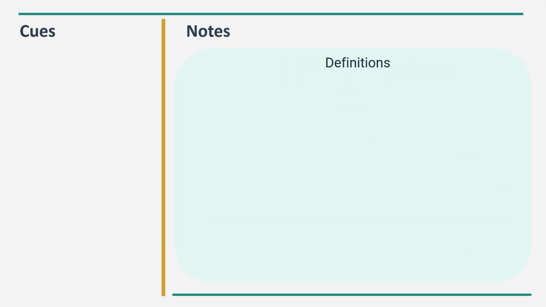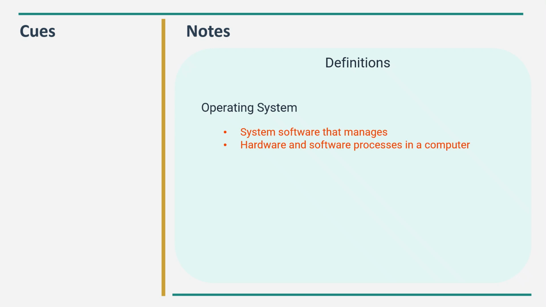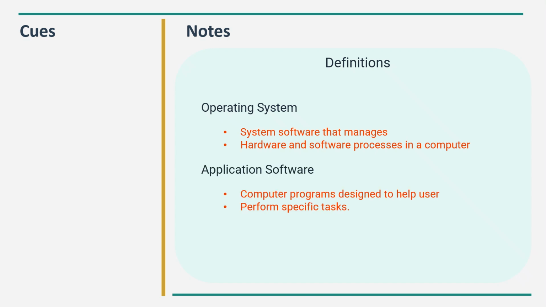So, just quick definitions. The operating system is system software that manages hardware and software processes in a computer. Application software is computer programs designed to help users perform specific tasks. We are rather particular about the words that you use for these definitions, so make sure that you memorize them.